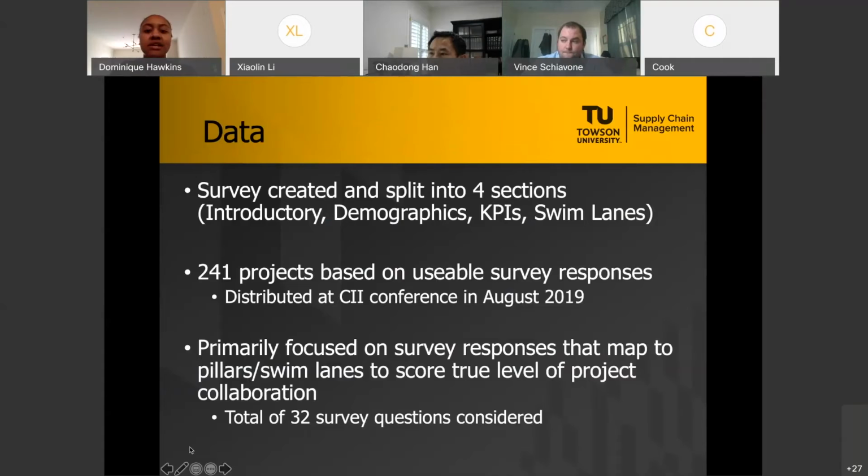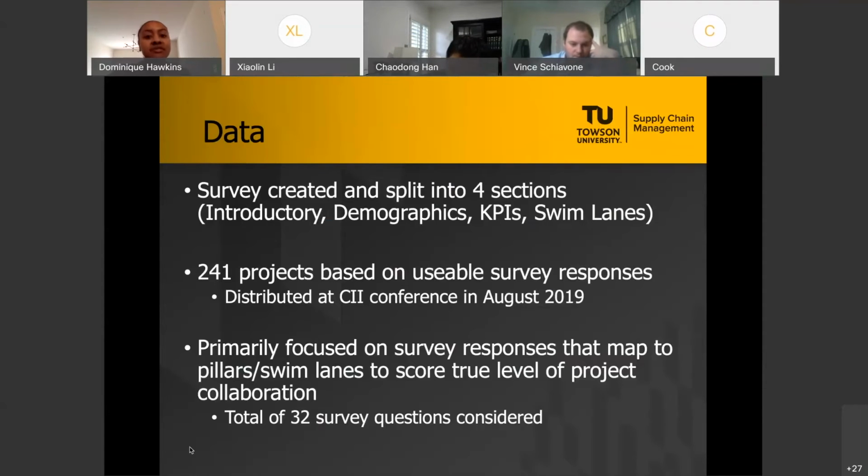Okay, so the survey responses from industry professionals at the 2019 CII conference served as our sample set for the testing of this model. And just to clarify, CII stands for the Construction Industry Institute. And so what we did was this past summer of 2019, we went to the CII conference in San Diego, and we distributed this survey to a number of industry professionals.